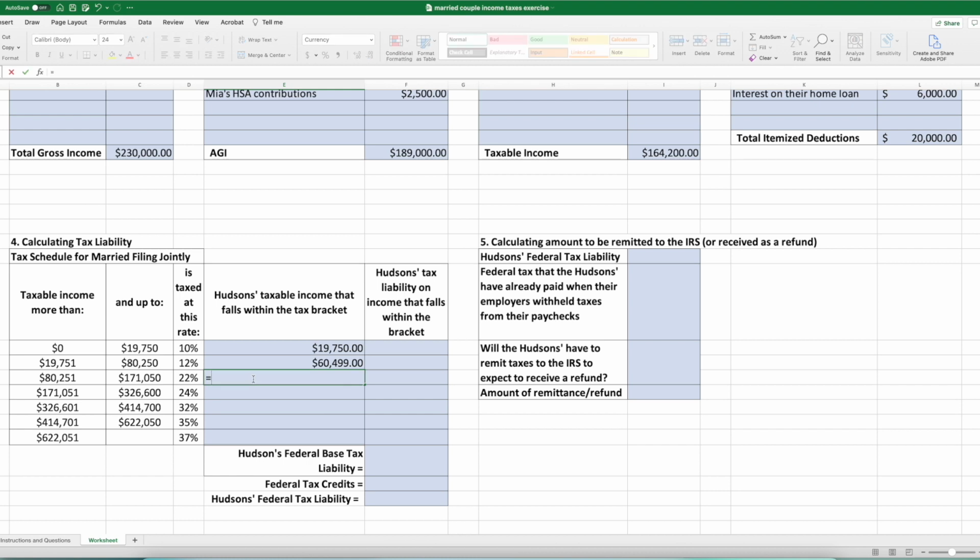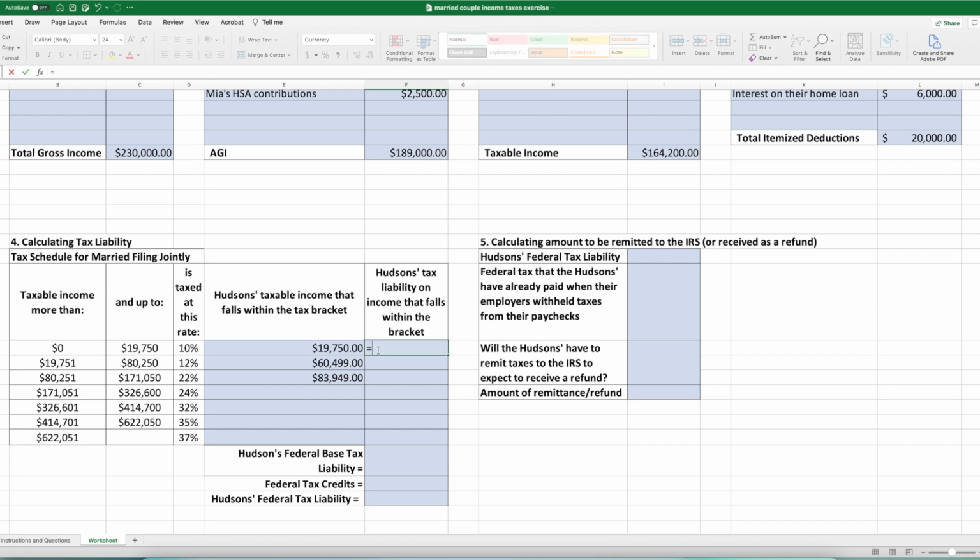Okay, so equal to 164,000 minus the lower limit of this tax bracket. So $83,949 of their taxable income goes in this tax bracket. And now we have portioned off all of their taxable income into the various tax brackets. Now it's time to calculate the tax that they're going to owe for each portion of their income.